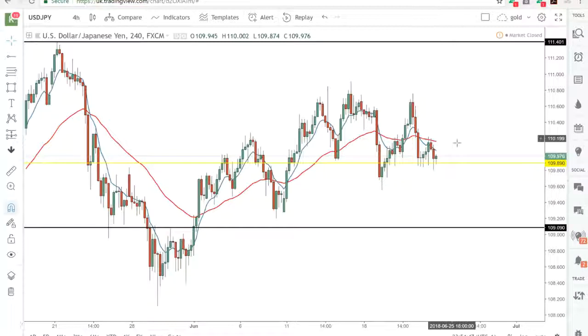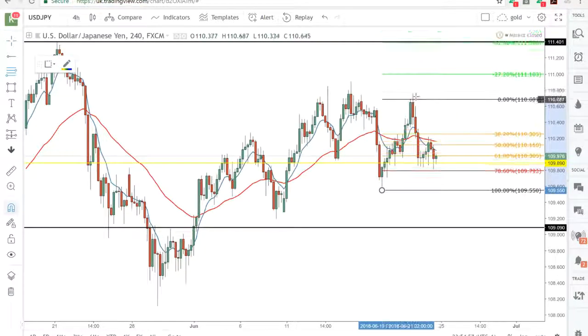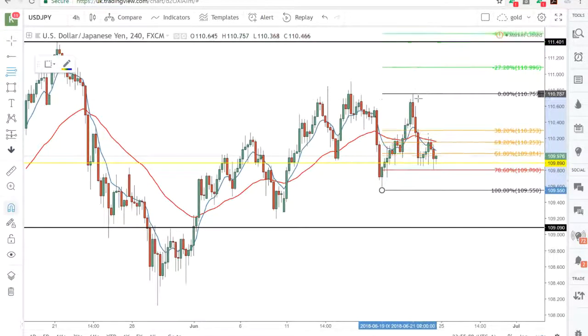Now, that's not to say that it won't go bullish from here, as I'm sure we could plot a bullish fib here, and that would see that price, this C retracement here, it did just tap the 78.6.